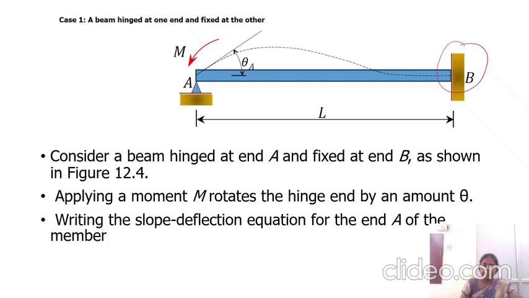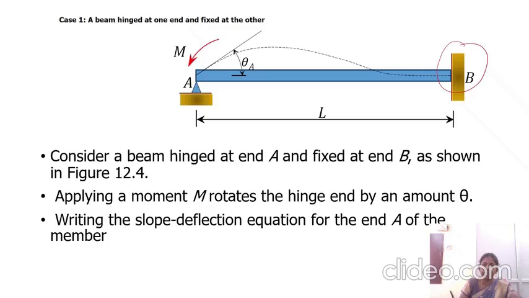So consider a beam hinged at A but applied with a moment M and fixed at B. Hinged support applied with a moment is equivalent to a fixed support. Applying a moment M at A will have some rotation theta A at this point.